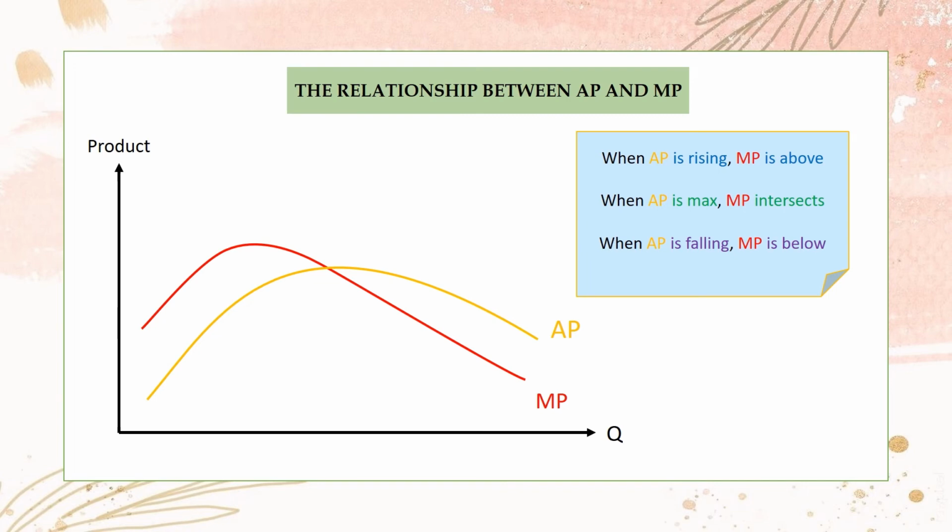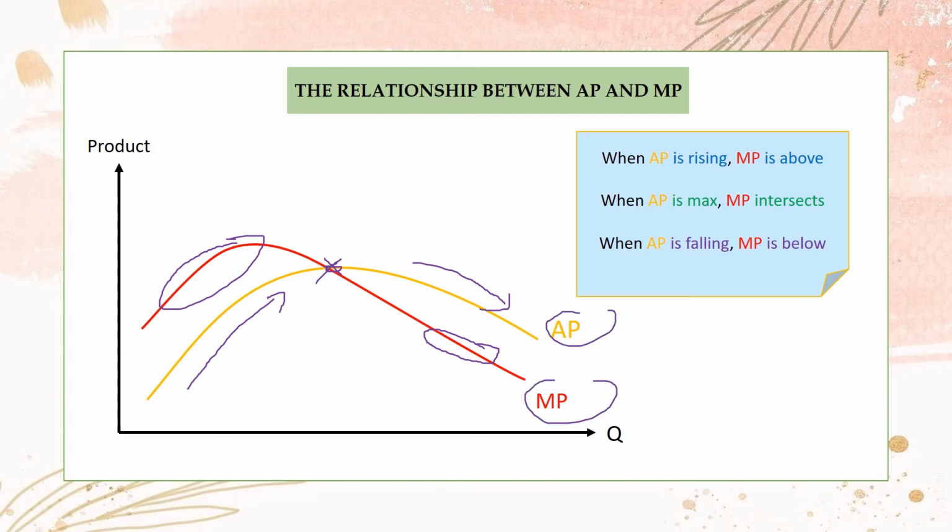The relationship between AP and MP. When AP is rising, MP is above. When AP is maximum, MP intersect. When AP is falling, MP is below.